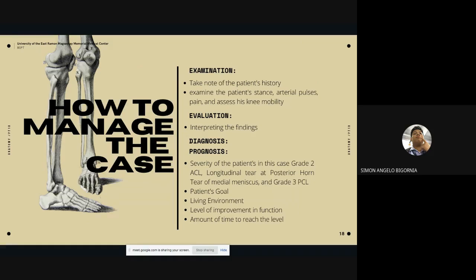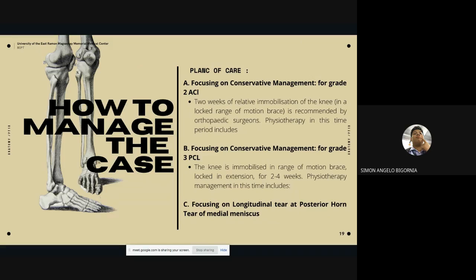For prognosis, we will look at the severity of the patient's condition, in this case grade 2 ACL, longitudinal tear at the posterior horn of the medial meniscus, and grade 3 PCL. The patient's goal and living environment predict a level of improvement and function, and the amount of time needed to reach the level. For plan of care, the following are options that we have for treatment of the patient's ACL, PCL, and posterior horn tear, respectively.